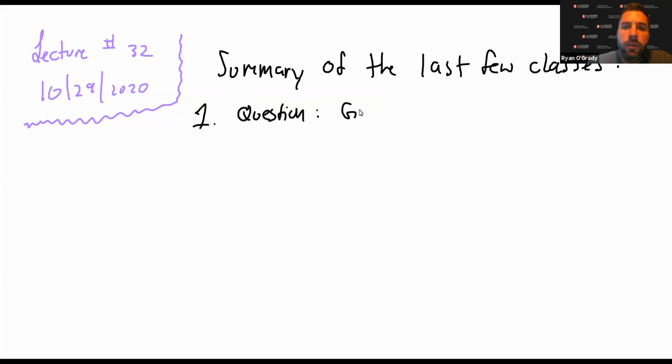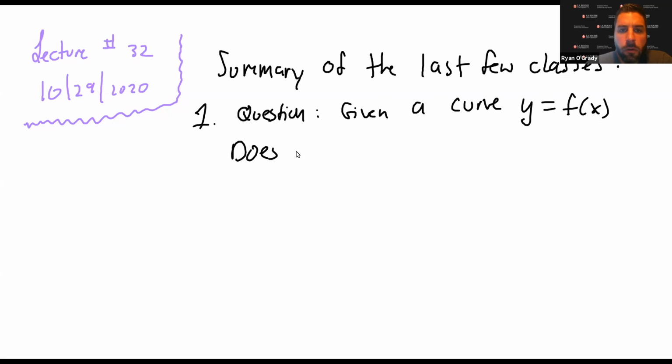And that was, given a curve, y, a max and or min value.